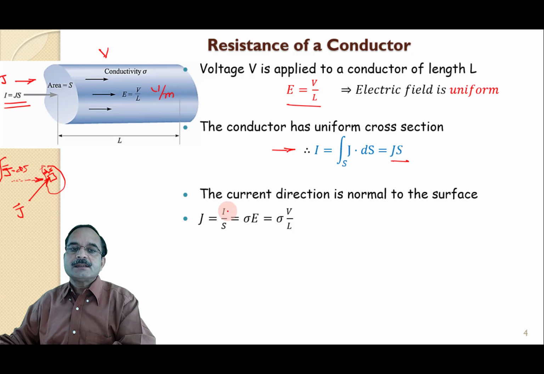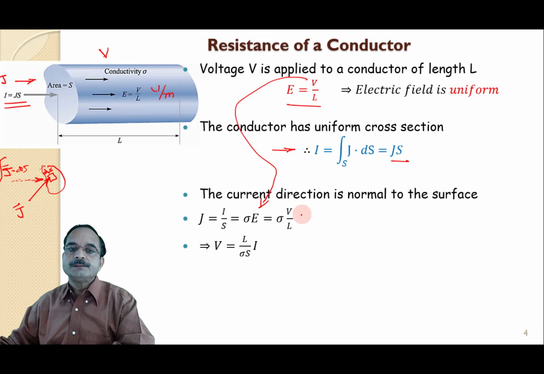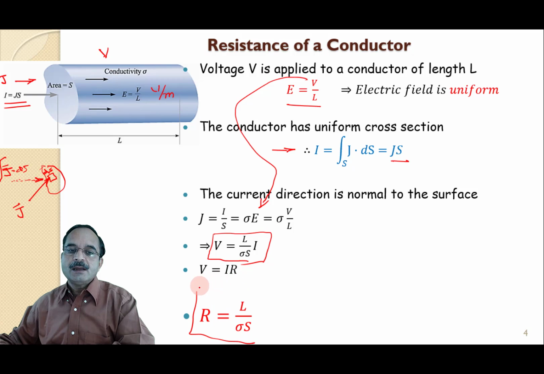Now the current density is current divided by the surface, that is ampere per meter square. And in the previous slide we have defined the current density as sigma into E. Now substituting this E as V by L, we can write J equal to sigma into V upon L. Now rearranging this equation, I can write V equal to L upon sigma S into I. Now from Ohm's law, we know V is equal to IR. So from this equation, I can say the resistance of the conductor R is nothing but L upon sigma S. So this is the resistance of the conductor under the influence of a uniform electric field intensity E.